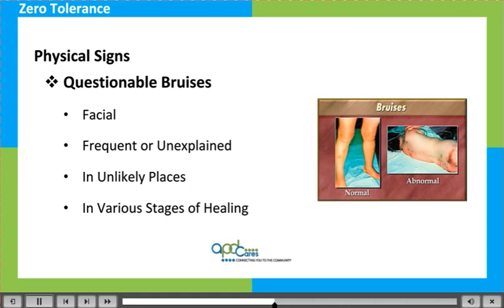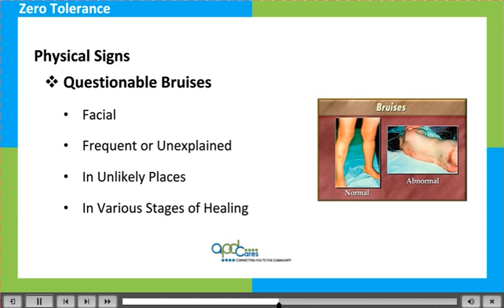Physical signs of abuse. Questionable bruises. Bruises are among the most common injuries found in children and adults with developmental disabilities who have been abused. It is important to remember that occasional bruising is also common in individuals who are not abused, and that individuals with some disabilities may be prone to bruising for other reasons. Here are some of the more common bruises that may indicate signs of abuse.